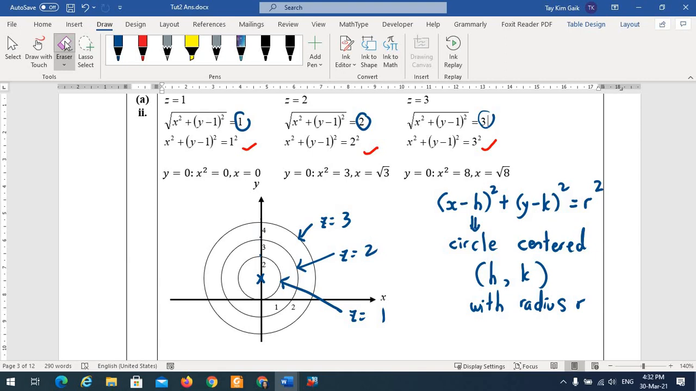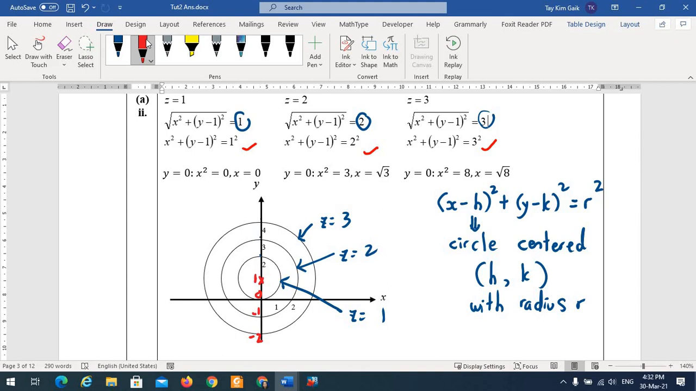We know the intercept at the y-axis here. From the center of the circle, x is 0, y is 1. So this point is 1, radius 1 unit. Go down, this is 0. This point is negative 1, this point is negative 2. So total 1 unit, 2 units, 3 units. We know all the y-intercepts already.